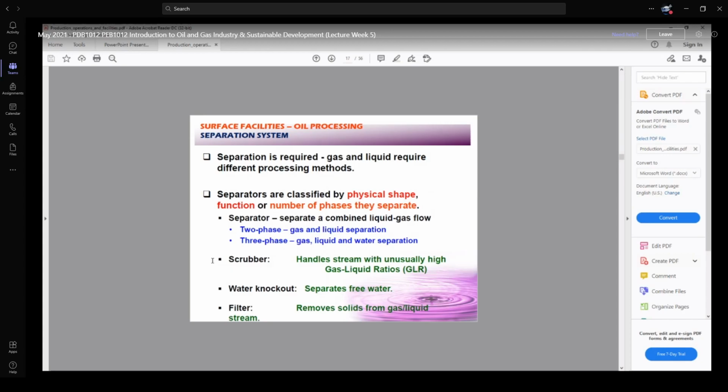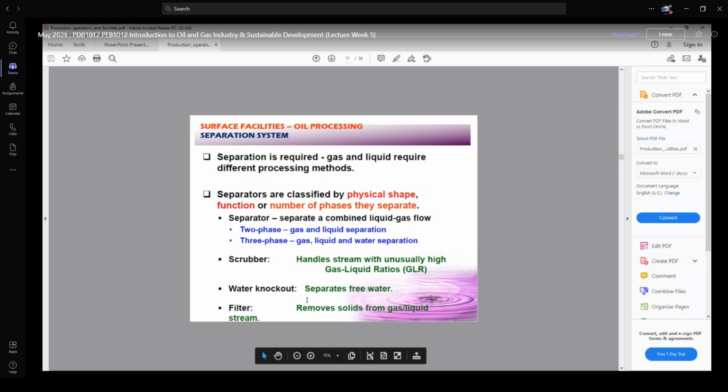Another device we use inside this separation is a scrubber. A scrubber handles a high GOR, which is the gas-liquid ratio: the gas is unusually high in the liquid stream. So if the gas is unusually high, we need a scrubber instead of separators. Otherwise, the gas will pass to the next stage along with the liquid. So a scrubber is another device which can easily handle the high gas ratio in the liquid stream.